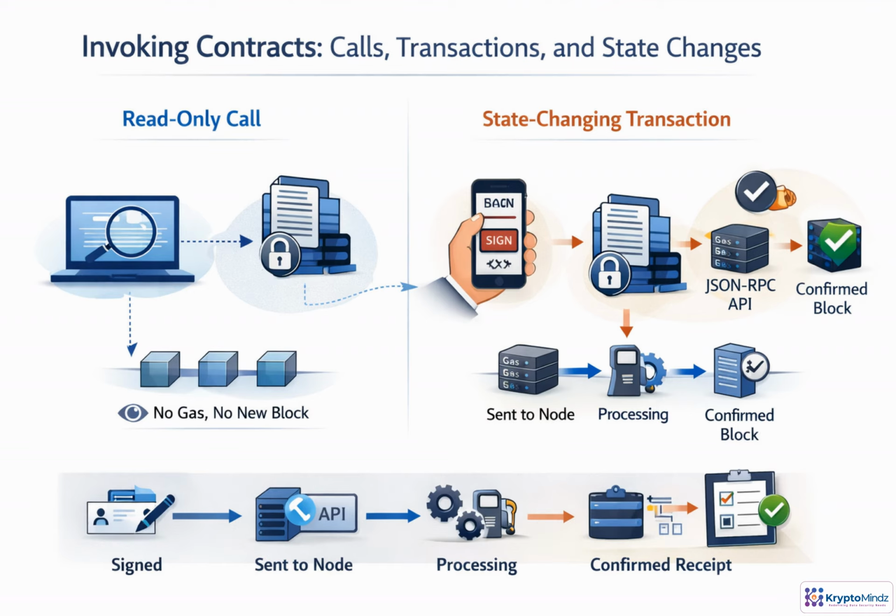Runtime interaction has two main paths: calls and transactions. A call asks the contract a question. It reads current state, returns a value, and does not create a block or spend transaction gas. A transaction asks the network to change state. An account signs it, a Besu node receives it through JSON-RPC or a library, validators order and execute it, and the receipt reports status, gas used, logs, and events.